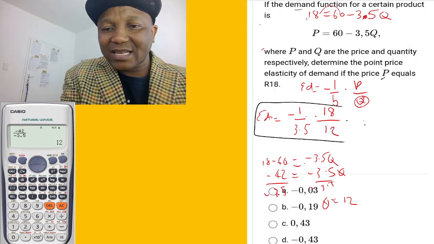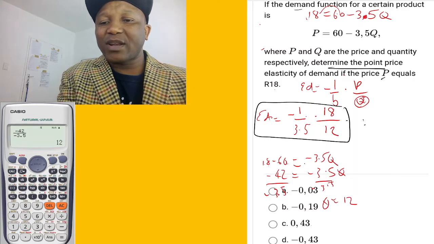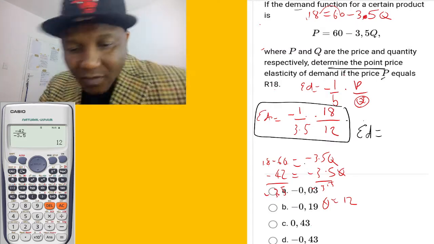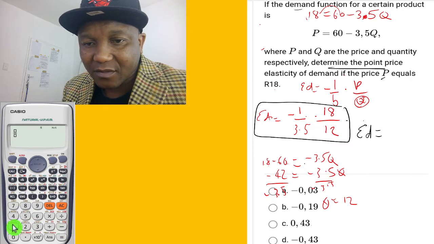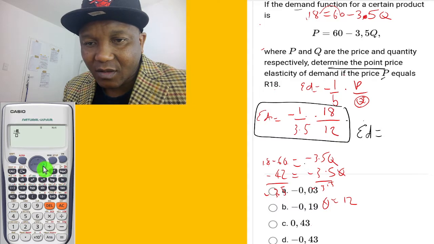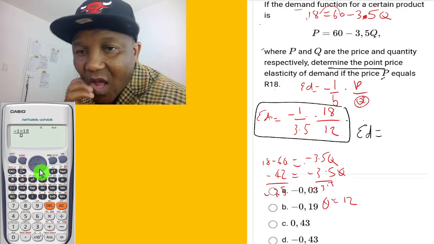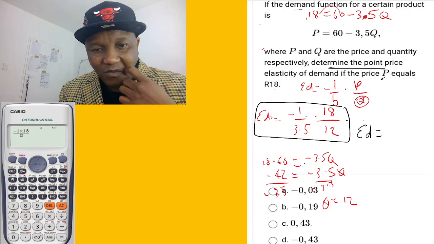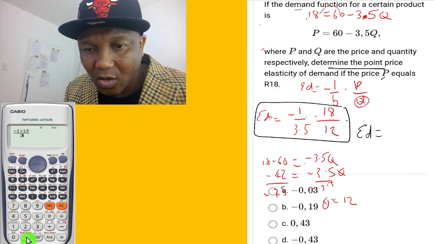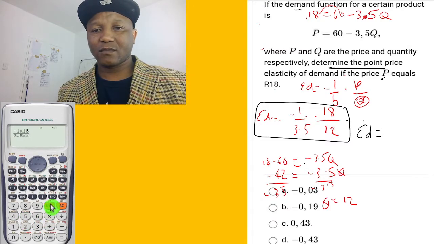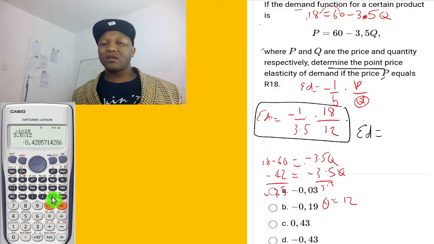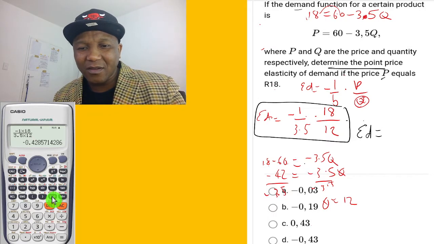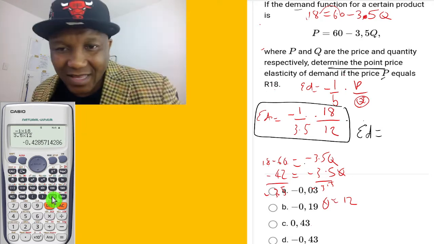So now we can plug this into the calculator and get the point elasticity of demand. This is a point. The point elasticity of demand equals -1 over 3.5, times P equal to 18, over 3.5 times 12. See, that went so fast. Then you press S-D again, so it's 0.4. Oh no, man, we got 0.4. So the answer is option 3. Option 3 is the right answer.